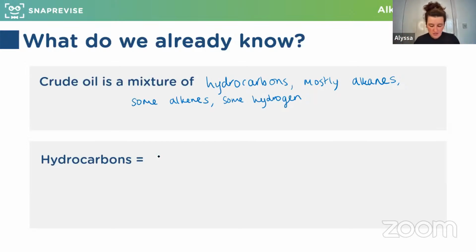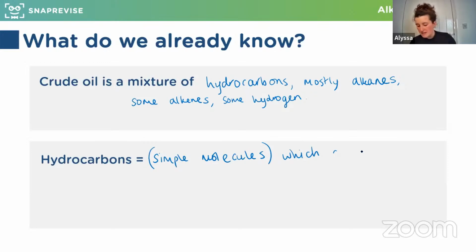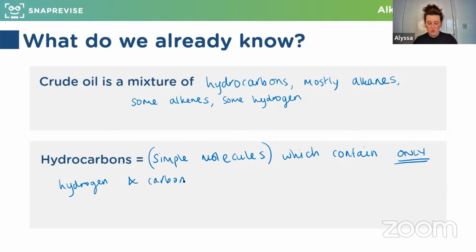So hydrocarbons, they are what we call simple molecules, so nothing too complex. You don't have to put that for the definition, so I'm going to put it in brackets, but we do have to say they contain only, I'm going to put that in capital letters and underline it. They contain only hydrogen and carbon, or we can say they contain only hydrogen and carbon atoms. That is also fine.